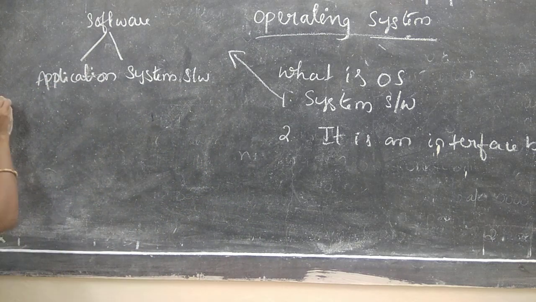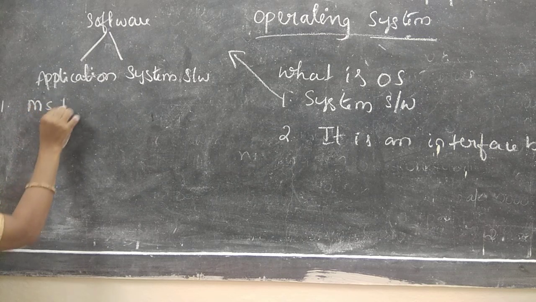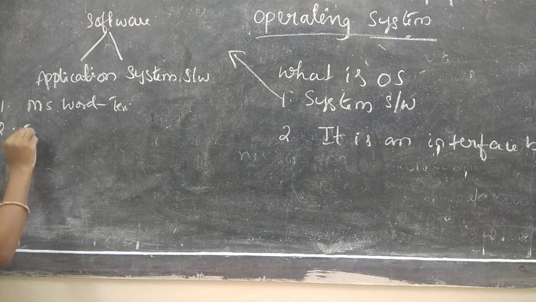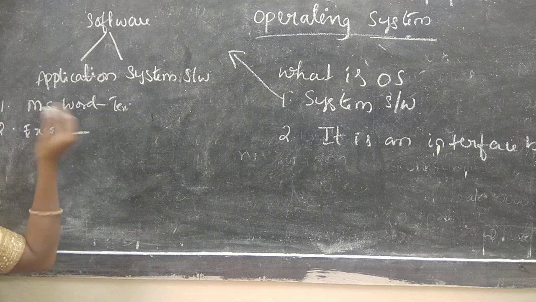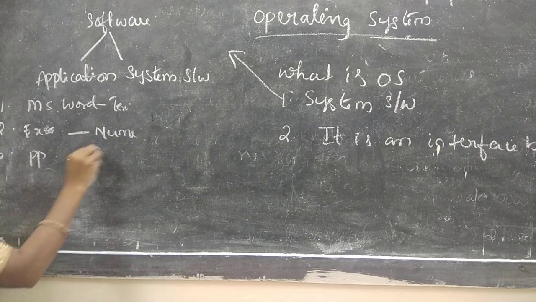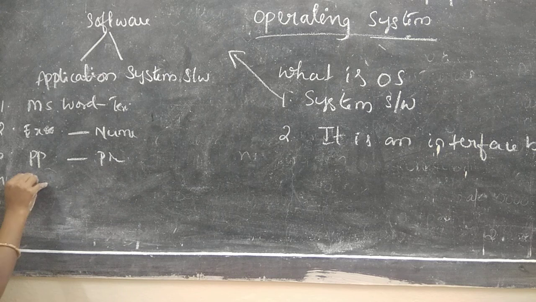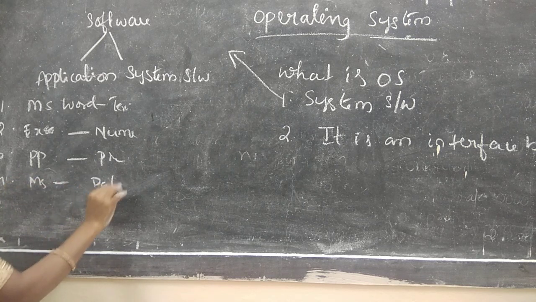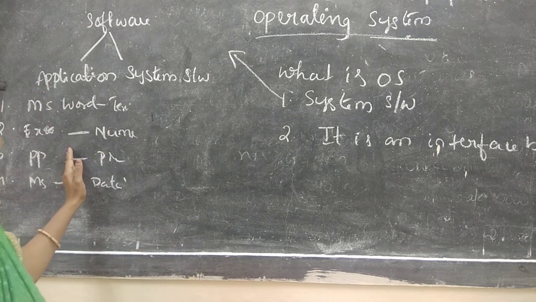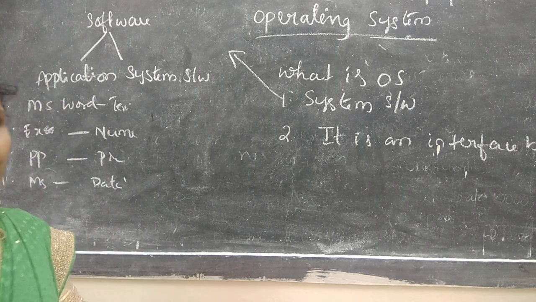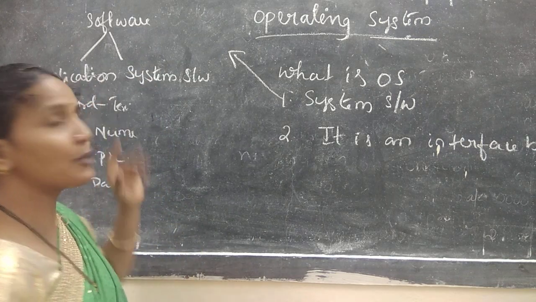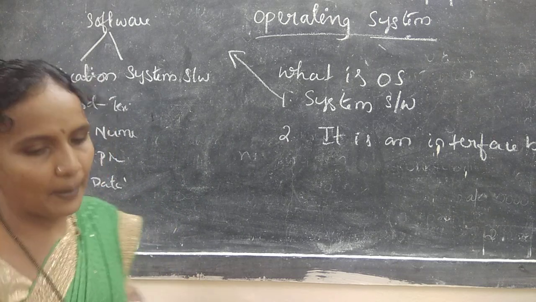So let me give examples. For this you can take MS Office, MS Word also you can take. MS Word for text applications and Excel. Excel for calculations, nothing but the numeric applications. Next, PowerPoint, presentations, and next MS Access is a database for storing purpose. Means here each and every application software is designed for a specific purpose. Okay, that will come under application software.